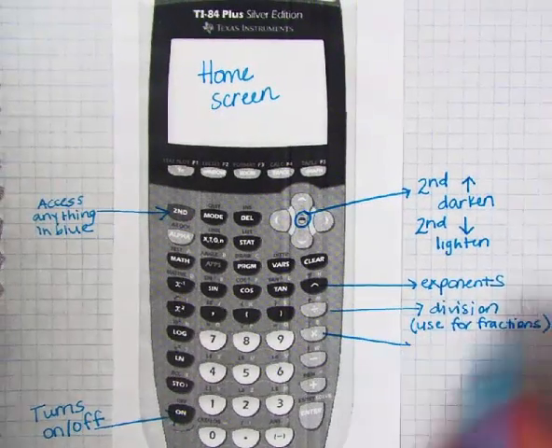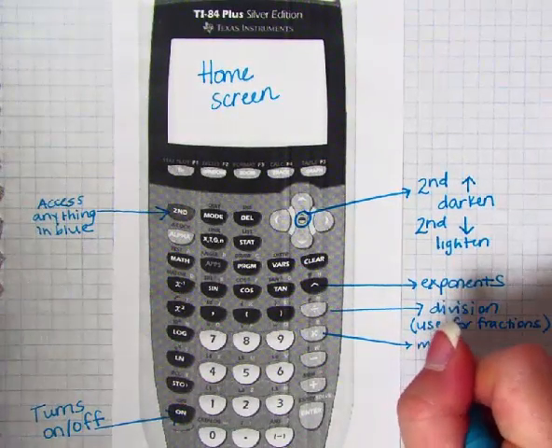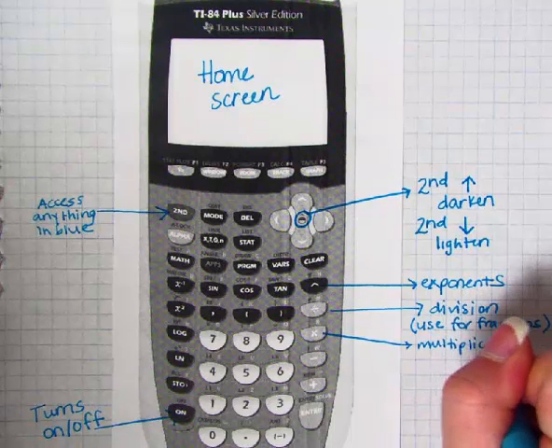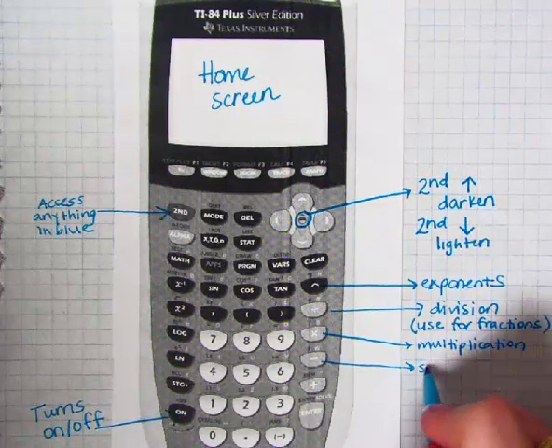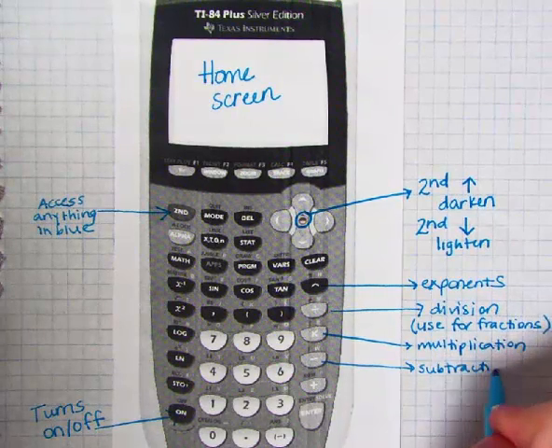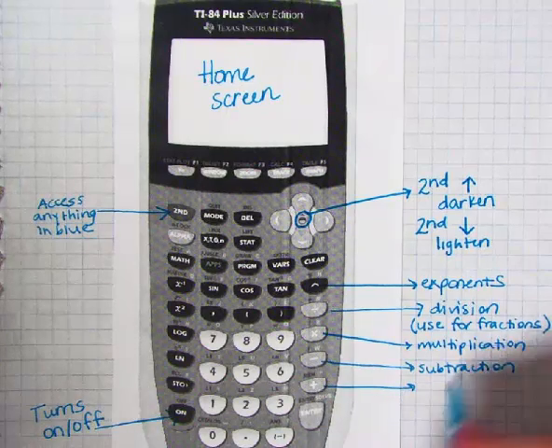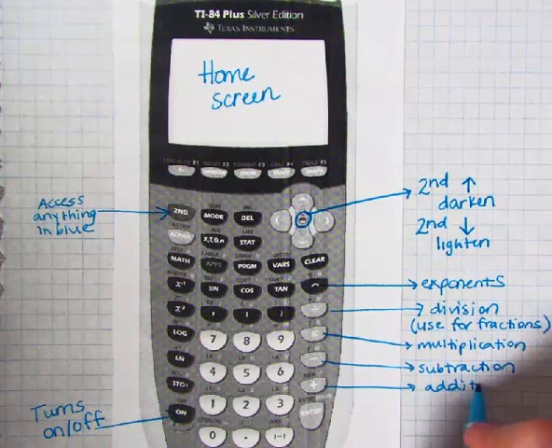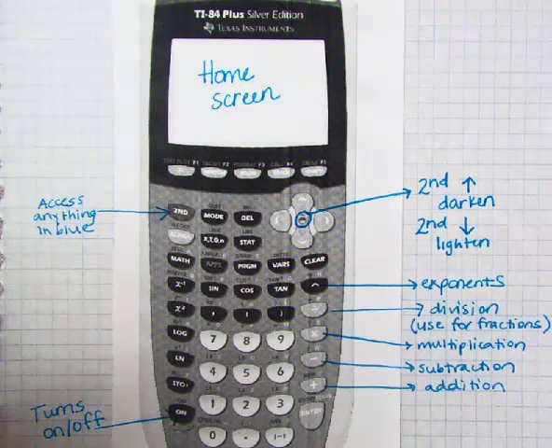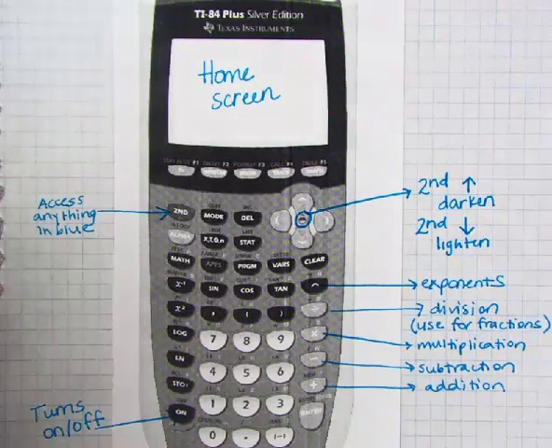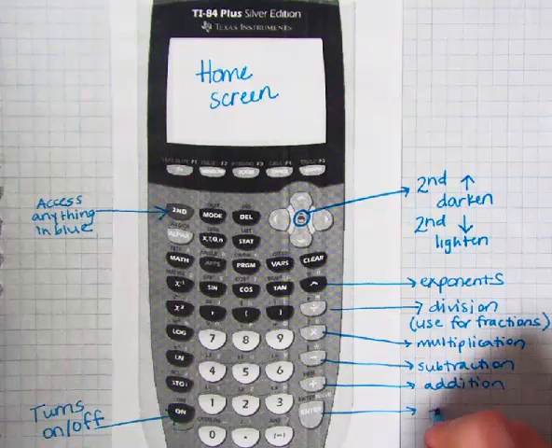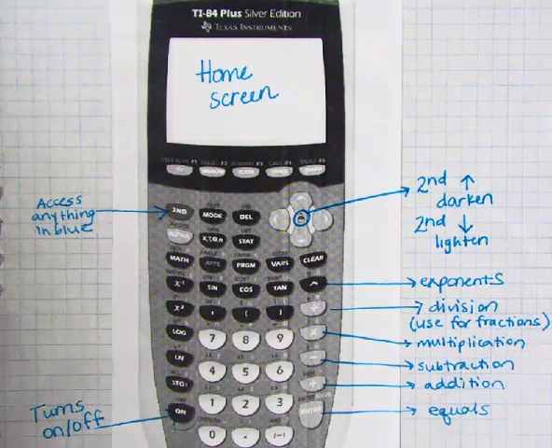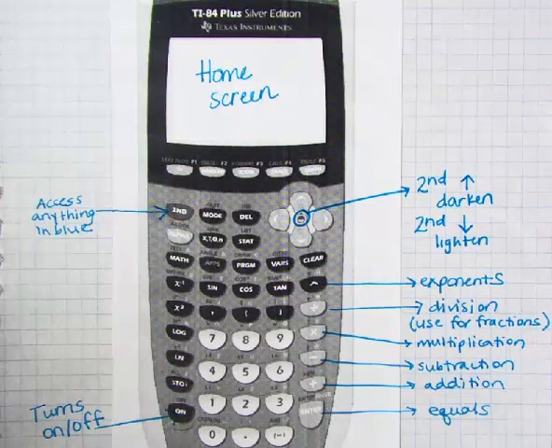Then you've got your multiplication, subtraction, and addition. And I just realized that I started drawing my arrows a different way. It doesn't matter how you draw your arrows, just as long as the key and what it does lines up. The enter key, this is equals. So if you type something in to be evaluated, you have to hit enter for it to actually give you the answer.